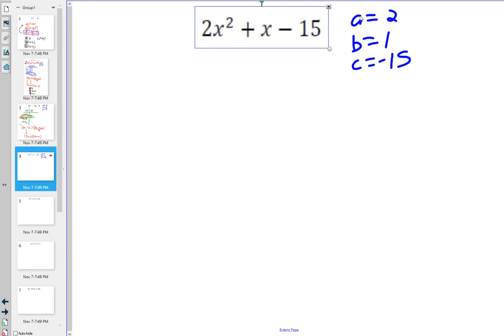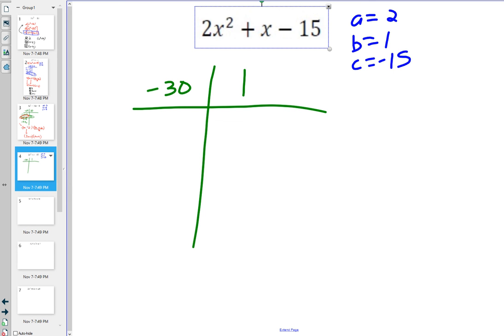2 times negative 15 is negative 30. B is 1. Let's think of all the numbers that we can think of that multiply to give you 30. 1 and 30, 2 and 15, 3 and 10.